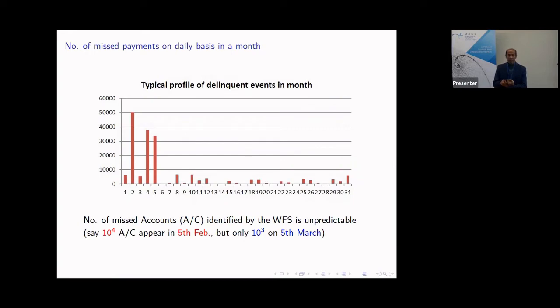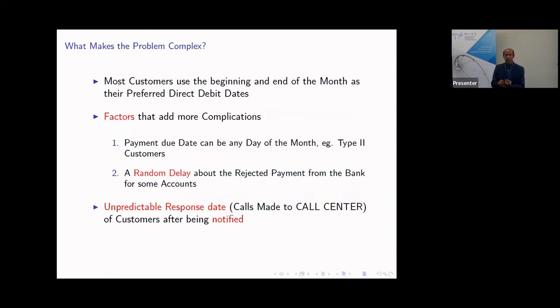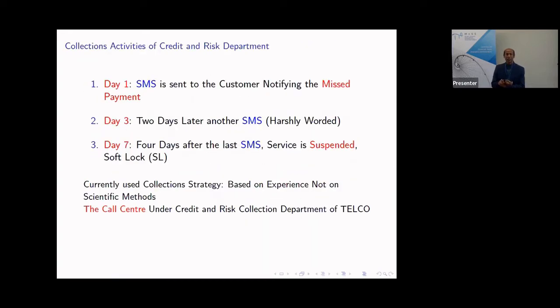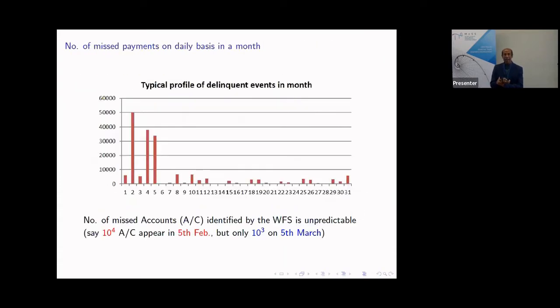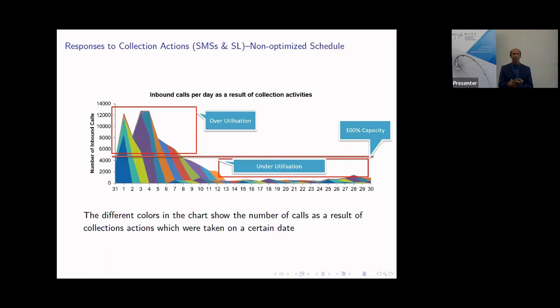Now, this is the policy they are following: on day 1, you send an SMS to the people who fail to make payment; on day 3, you send another SMS, harshly worded; and on day 7, you soft lock, so the cell phone cannot be used. That's the strategy they use in this month, and the result is this. So here, various colors.